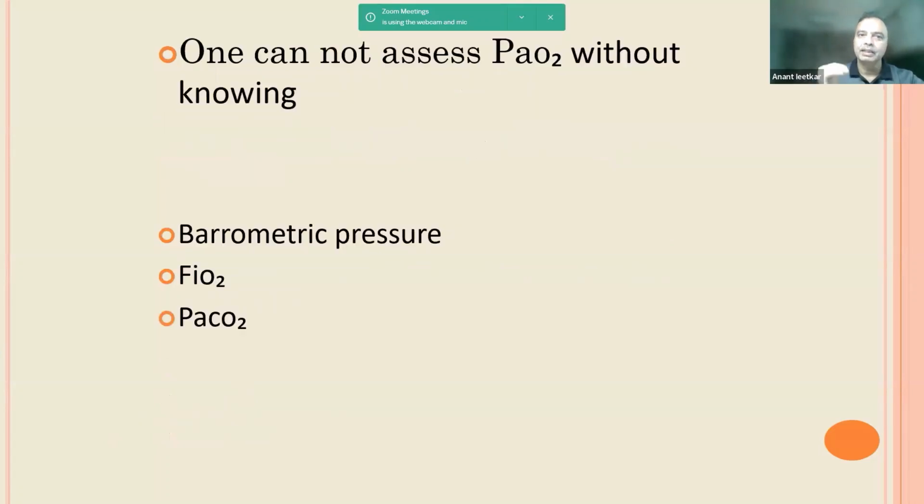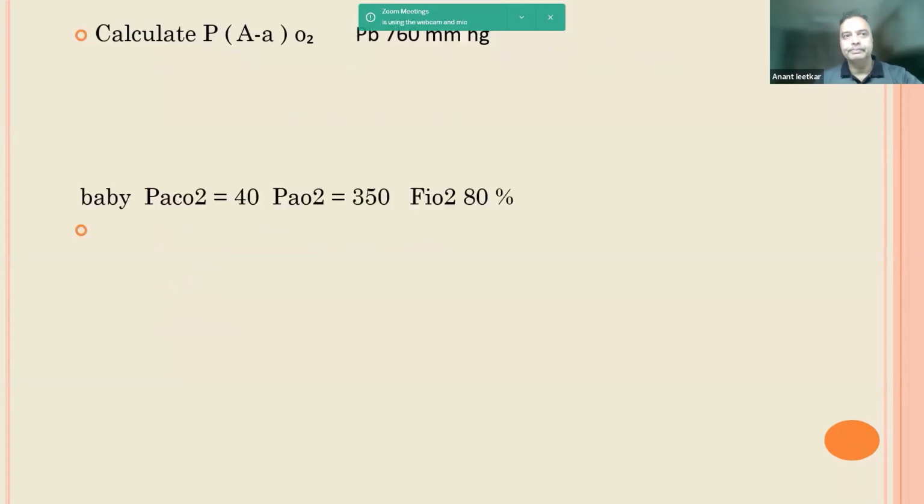So this is just to say that one cannot assess an arterial PaO2 without knowing barometric pressure, FiO2 and PaCO2. In clinical conditions, our barometric pressure is going to be constant, so we do not need to bother about that, but FiO2 and PaCO2 are the variables which we need to keep in mind.